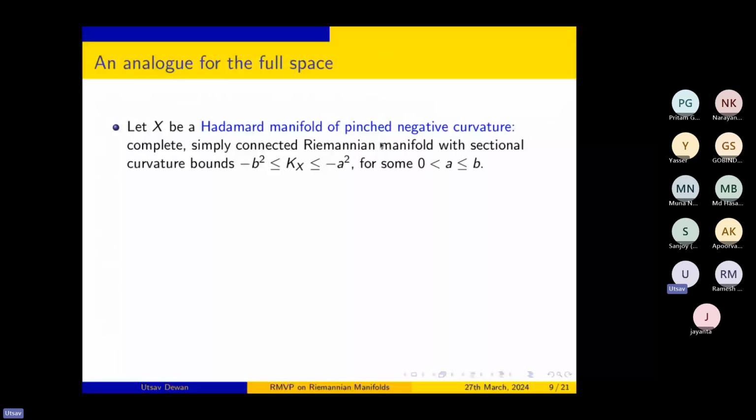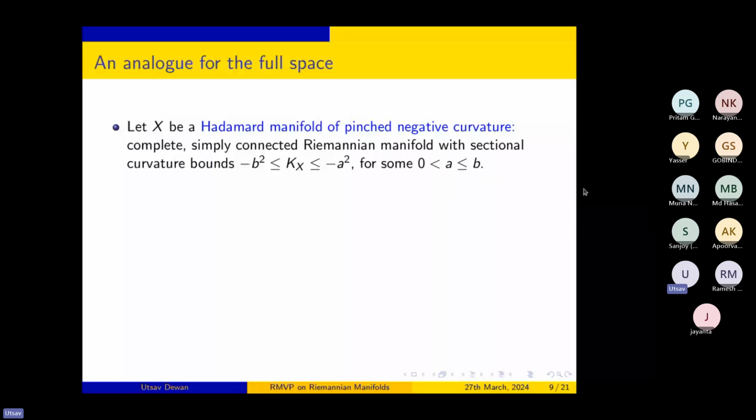So let X be a Hadamard manifold of pinched negative curvature, which means a complete simply connected Riemannian manifold with sectional curvature bounded between two negative constants. K_X, the sectional curvature, is between minus b squared and minus a squared for some 0 strictly less than a less than or equal to b.